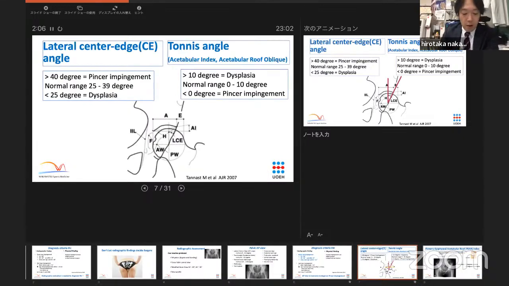The normal range of lateral center edge angle is from 25 to 39 degrees. More than 40 degrees indicates pincer type, and less than 25 degrees indicates dysplasia. The normal range of Tonnis angle is from 0 to 10 degrees. More than 10 degrees indicates dysplasia, and less than 0 degrees indicates pincer lesions.